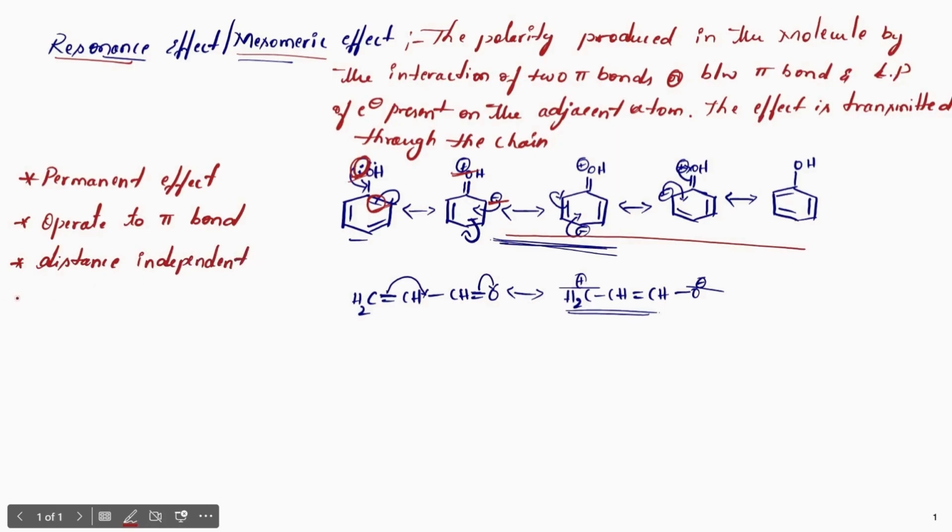And next one is, in inductive effect, partial charge is developed. In resonance effect, actual charge is developed. These are all some important points of resonance effect. And in resonance effect, we have two different types. First one is positive mesomeric effect or positive resonance effect. And next one is negative mesomeric effect or negative resonance effect.